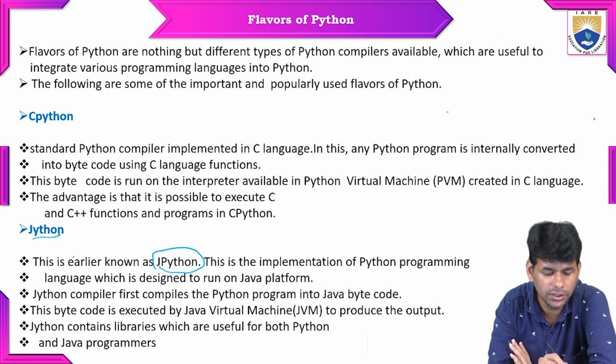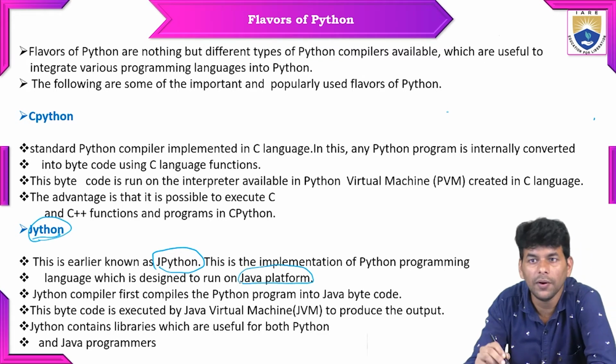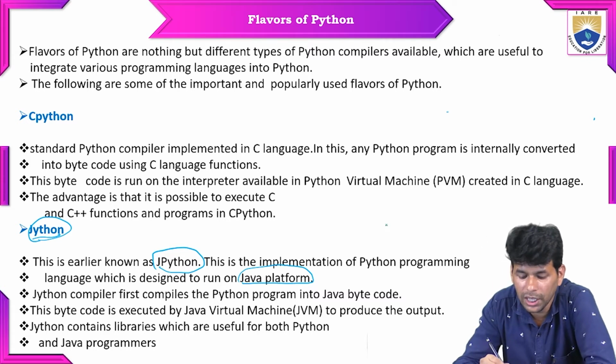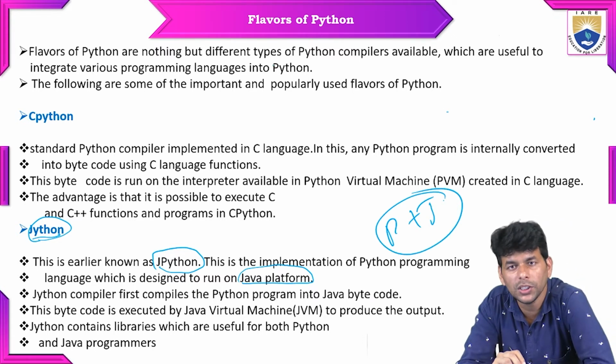So there is a reason why it is called Jython: it is fully based on the Java platform. Here there is integration of Python and Java, meaning Python plus Java. This integration of Python is possible through different types of flavors of Python.